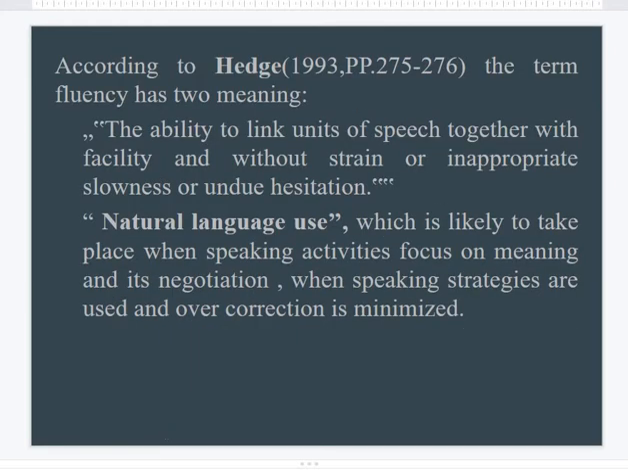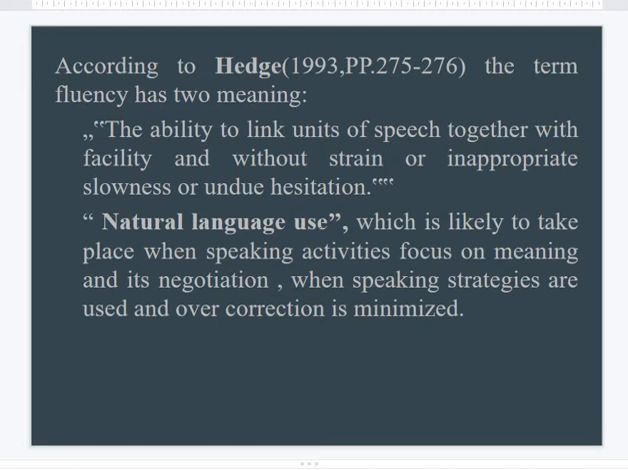When we talk about fluency, according to Hodge, the term fluency has two meanings. First is the ability to link units of speech together with facility and without strain or inappropriate slowness or undue hesitation. There should not be too much hesitation or inappropriate slowness. Proper slowness can be acceptable because pauses are acceptable, but too many pauses reveal that you don't have vocabulary and it affects your fluency of speaking.